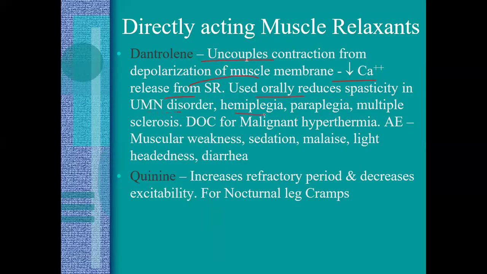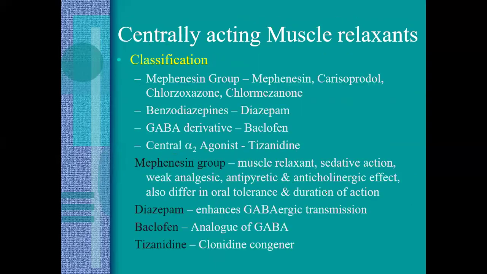It could be used in hemiplegia, paraplegia, and also in multiple sclerosis. Now, this drug is the drug of choice for malignant hyperthermia. Certain adverse effects are associated with dantrolene, which include muscle weakness, sedation, malaise, lightheadedness, and diarrhea. Quinine tends to increase the refractory period and decrease excitability, but it has its own set of toxicity and adverse effects. This drug is mainly used for nocturnal leg cramps.